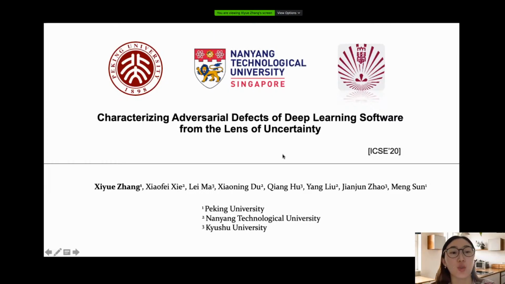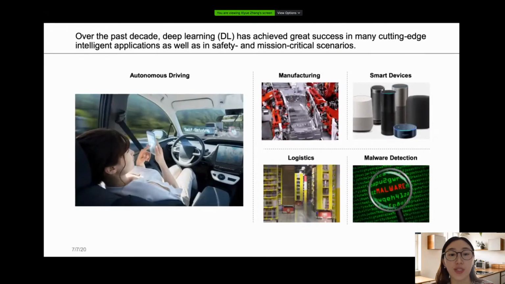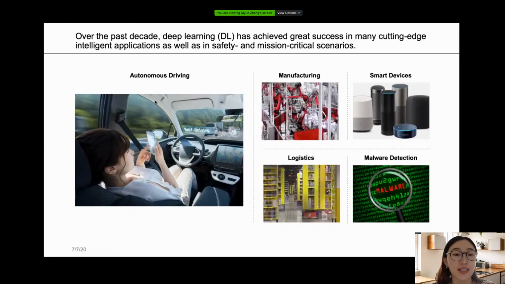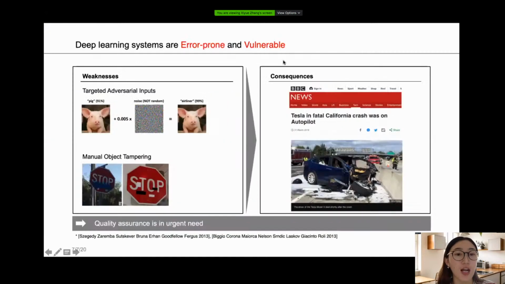Today, I'm going to talk about a paper characterizing adversarial defects of deep learning software from the lens of uncertainty. Over the past years, we have witnessed the success of deep learning in a variety of applications, such as autonomous driving, manufacturing, and smart devices. Like traditional systems, deep learning systems also suffer from vulnerabilities. One typical representative is the adversarial example. Such errors, for example in the autonomous driving scenario, could lead to tremendous loss and severe consequences.